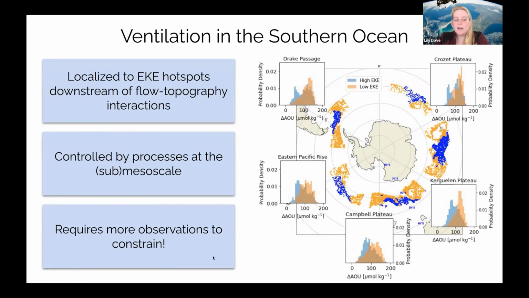And finally, this requires more observations to constrain, not just at the largest scale, but also through more floats and through more glider observations and through other observing systems.